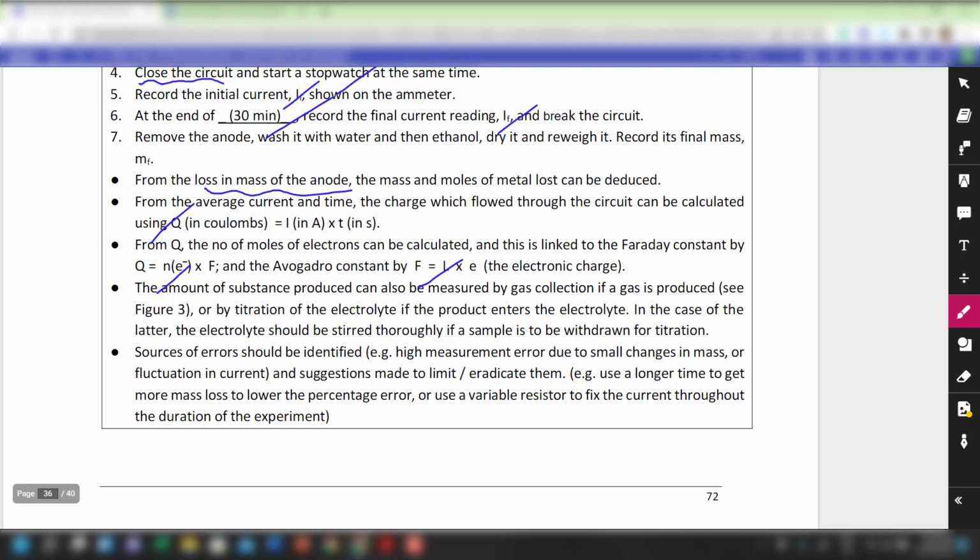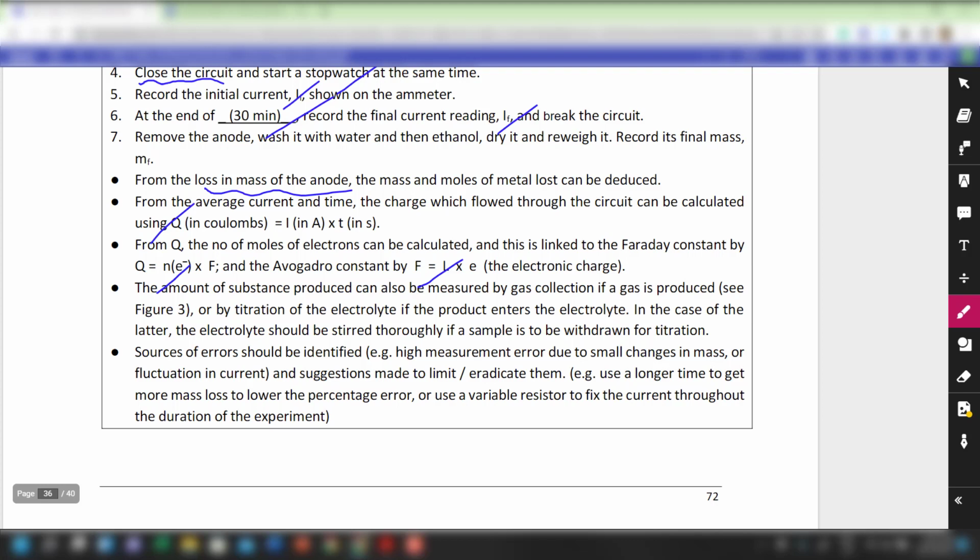Just as an example, let's say iodide is being oxidized to iodine. Technically you can titrate the amount of iodine present by pipetting out a fixed volume, and then you titrate it with thiosulfate, and later on you scale to the total volume. But remember that before you do that, you need to stir to ensure that the electrolyte is well dispersed, a homogeneous solution.